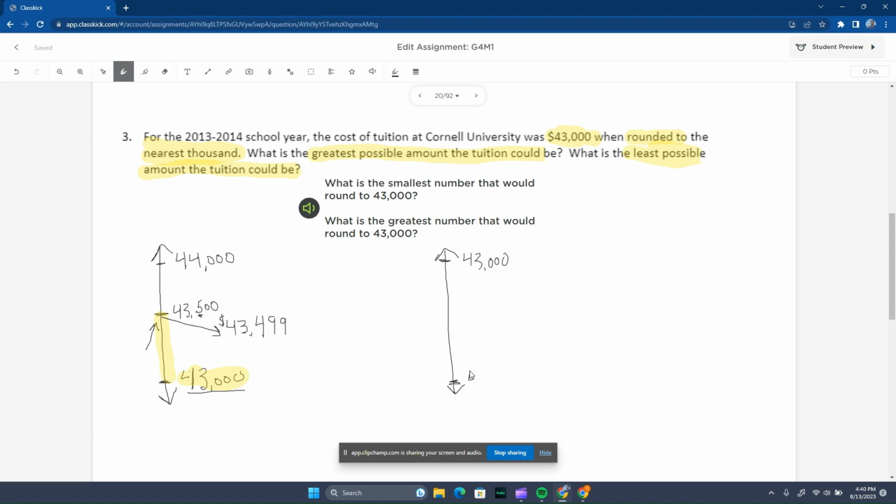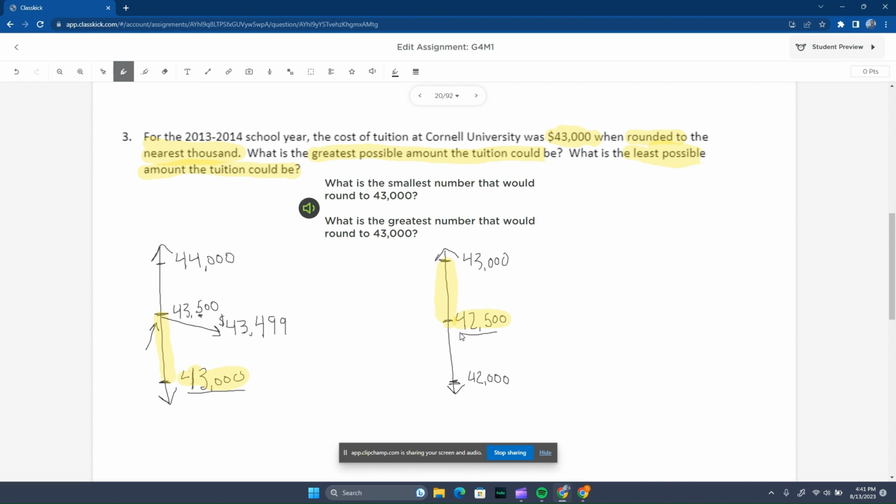And we're going to put 42,000 down here. So again, this halfway point would be 42,500. And I can really just leave that as is, because when we have that 5 in the hundreds place, we're going to round up.